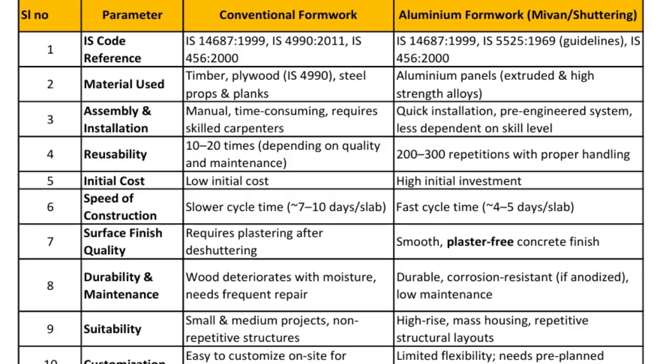So with minimum maintenance, you can get durability with the aluminum formwork. And the suitability: the conventional formwork also has its own use, where the structure is not typical or the area has a critical shape. In that area, you need to use the conventional formwork, also for small and medium projects with non-repetitive structure. But for high-rise, mass housing, and repetitive structure layouts, you need to use the aluminum formwork. It will save time, give quality, and also be cost effective.